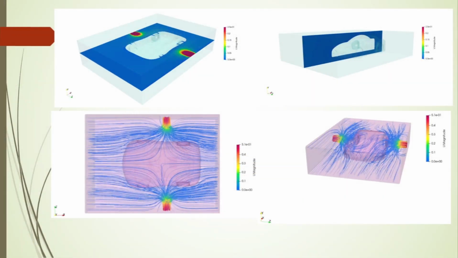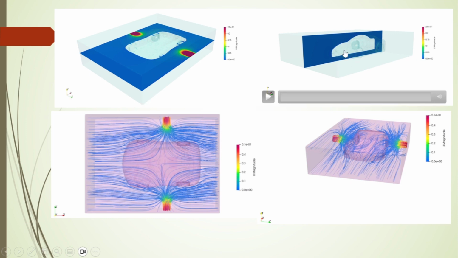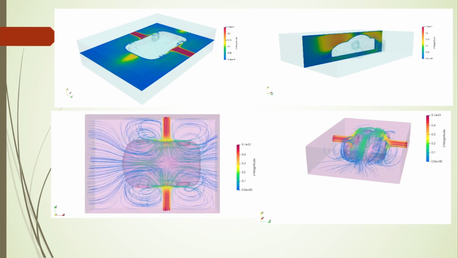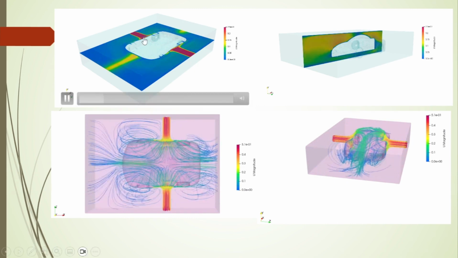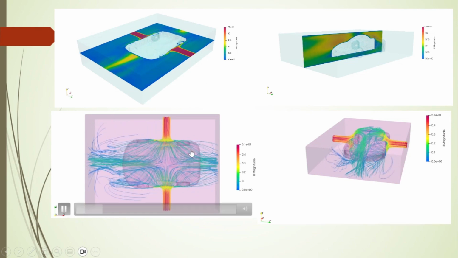So the results are plotted in ParaView. I extracted some contours and streamlines, so I am plotting here. You can see here this is the horizontal section and the vertical section, and at the same time I extracted the streamlines and plotted them here. Let's see the animation. You can see the flow is coming in from two inlets on either side and hitting the car, and the flow is distributing. You can see from here the streamlines.